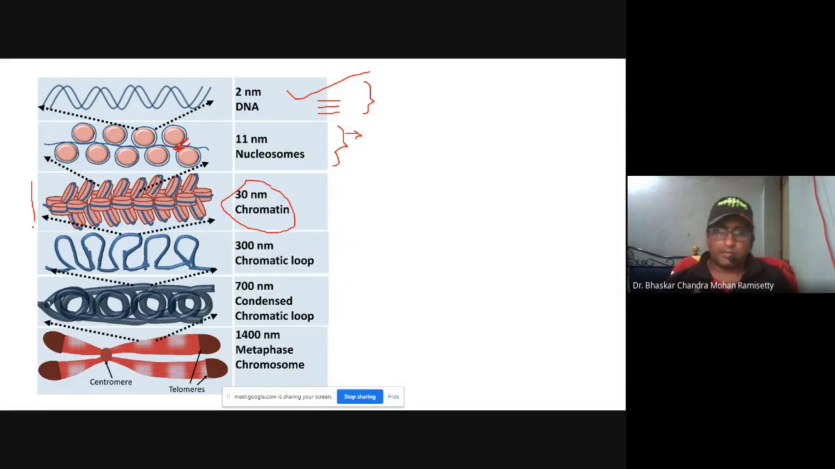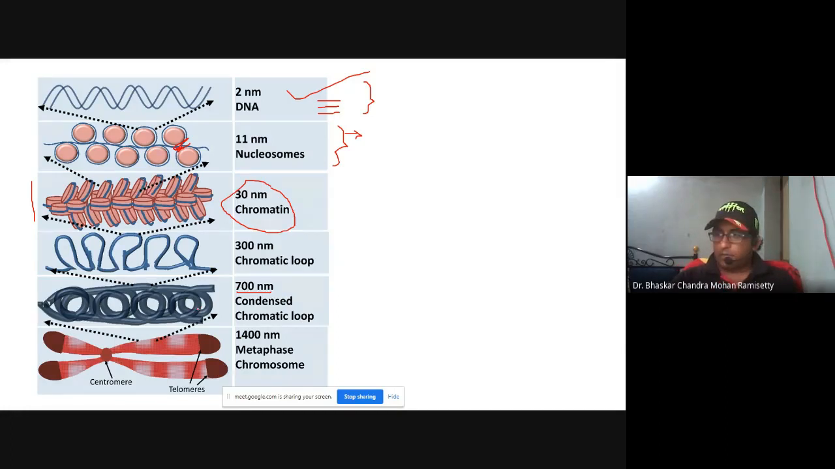There are 2 different forms: solenoid and zigzag. You can see the visuals in the textbook. Solenoid is more compact, but at the same time, it is amenable to opening up. Whereas zigzag crisscrosses and is a tighter organization. This 30 nanometer chromatin fiber again loops on itself, and that further loops into a 700 nanometer condensed chromatin loop. And during metaphase, I hope you know what metaphase is.